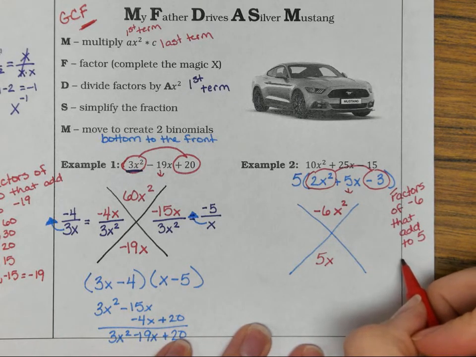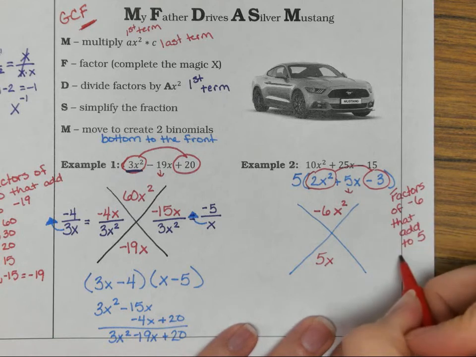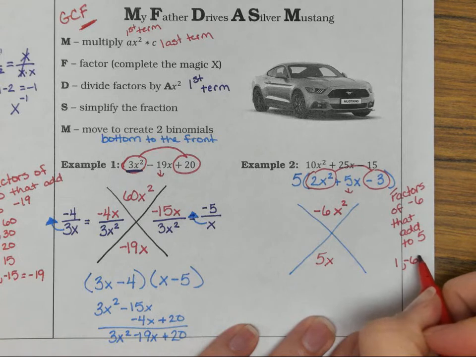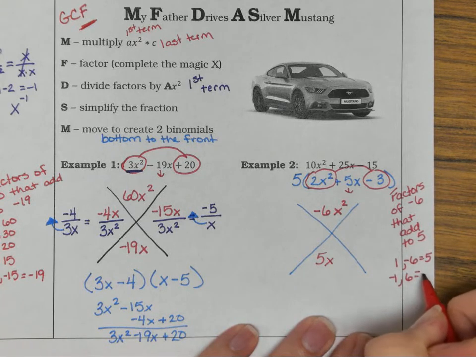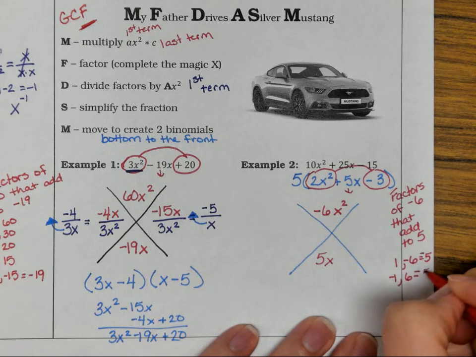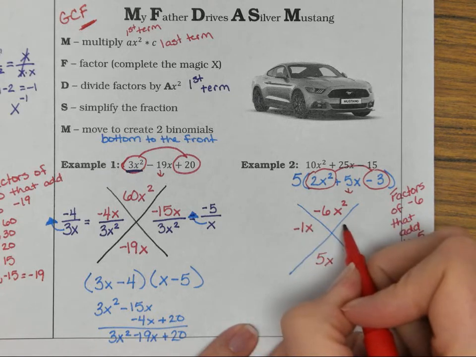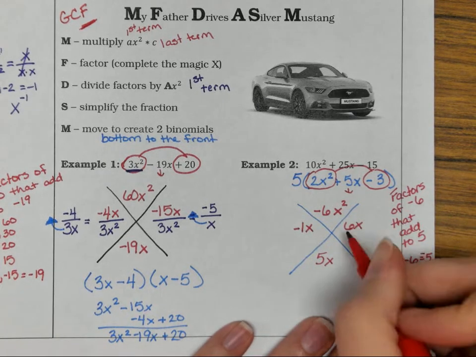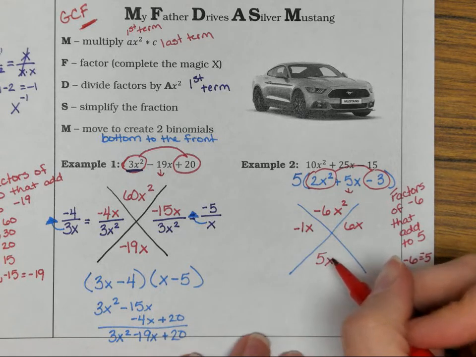And if you're not careful to write them out, you might get confused. But I want a positive number and a negative number. So 1 and negative 6 gives me negative 5, but negative 1 and positive 6, that gives me positive 5. So I have negative 1x, positive 6x. That multiplies and gives me negative 6. It adds and gives me positive 5.